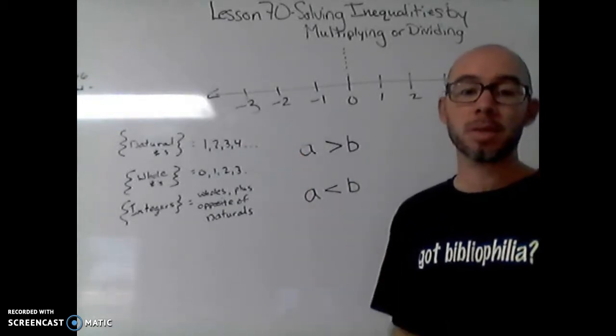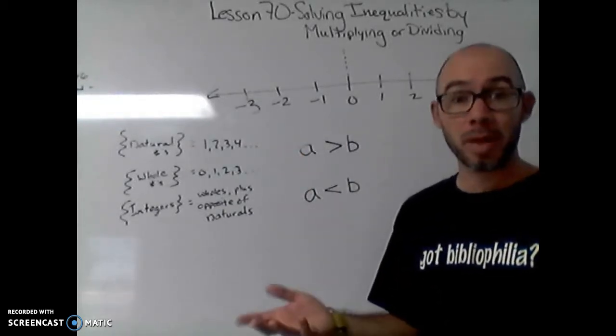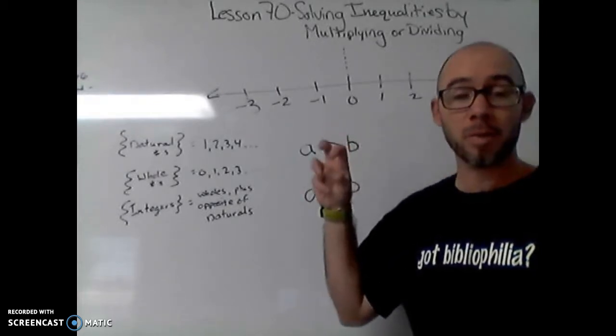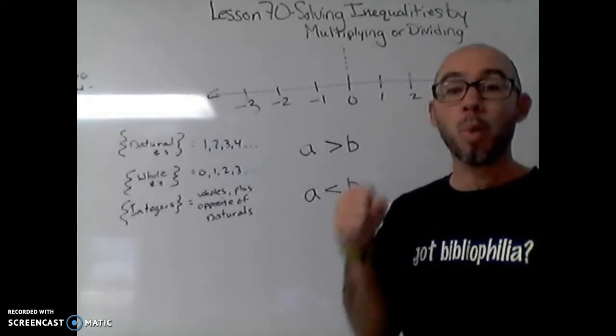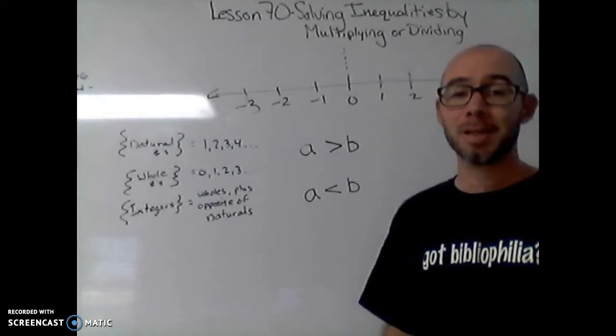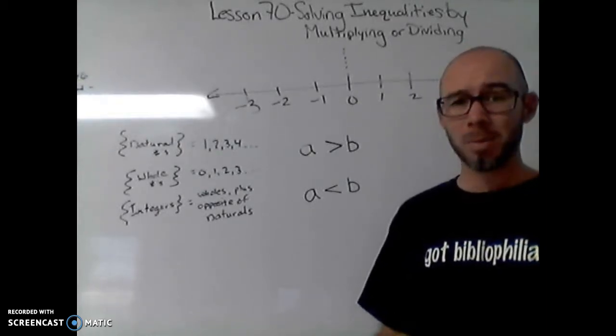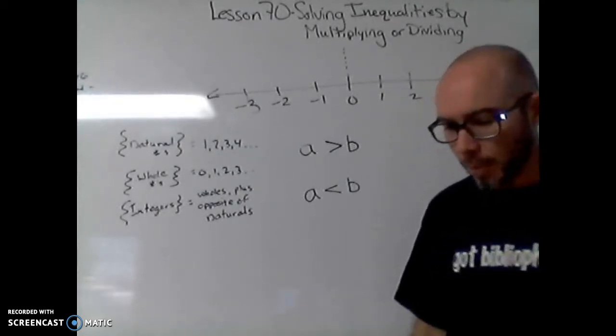You'll see in a few minutes why I'm talking about this and why that's important to have in the back of your brain, to understand why the rule works the way that it does when we get to negatives and multiplying and dividing.